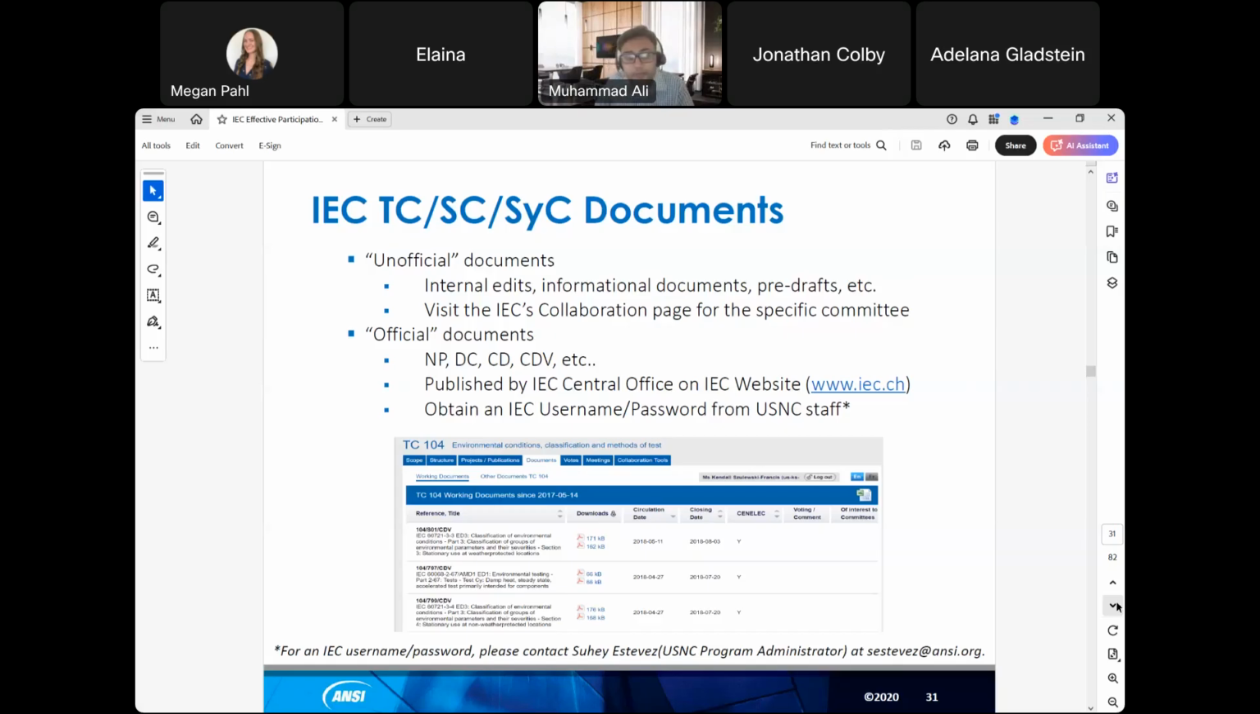They are published on the IEC main landing page of the committee, which I think most of you are already familiar with. So I hope that gives you the difference between the different documents that are posted by the IEC. Of course, the unofficial documents can be accessed via the IEC collaboration platform, which all of you have access to once you become an expert on one of those groups. So if you move on to the next slide, please.